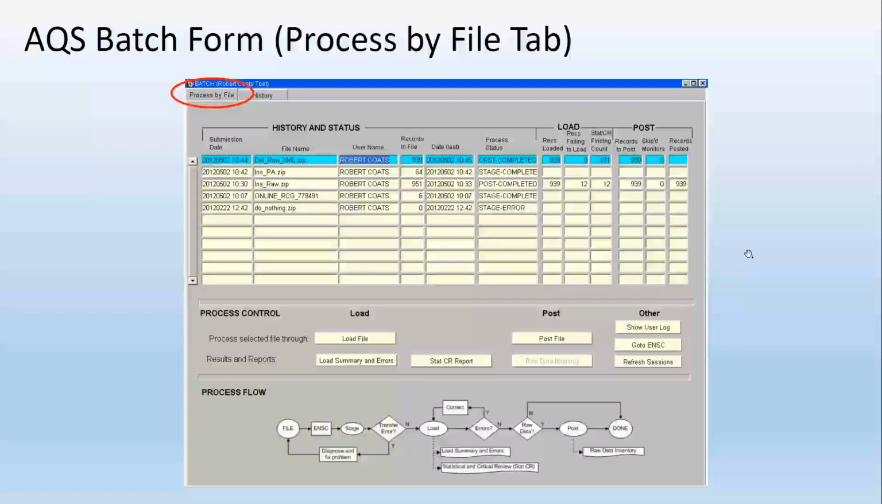And so what you want to do is, as you go through and correct errors, as we'll talk about, you eventually want to get to the place where the records posted at the far right is equal to the records in file at the far left. In this case, we had 951 records, 939 of them got loaded, and 939 of them got posted, but there's still 12 records that, for whatever reason, have failed. And so how do we identify those? So let's go to the next slide.